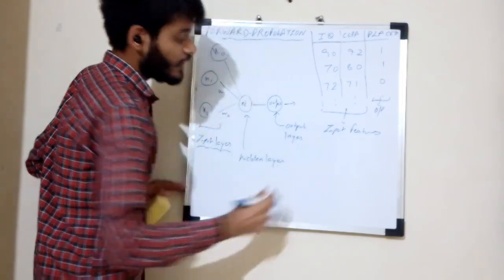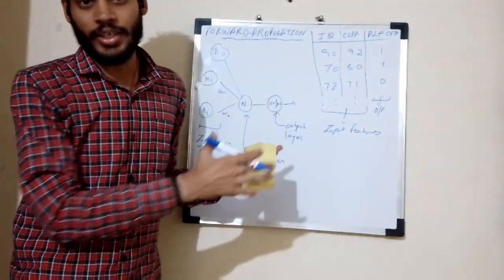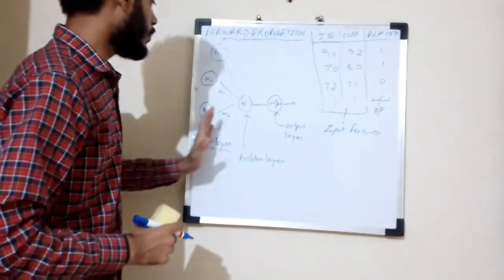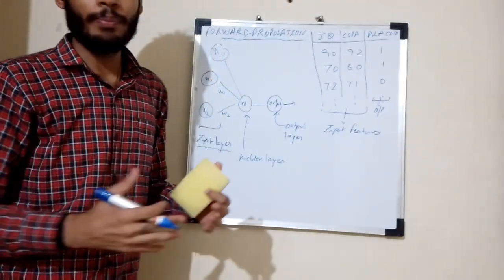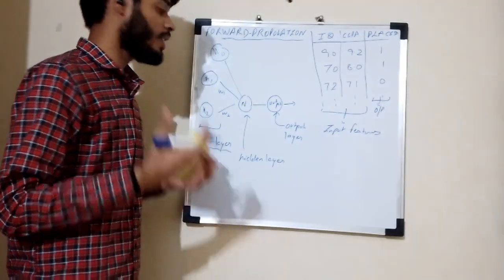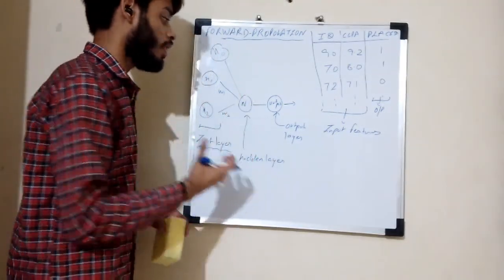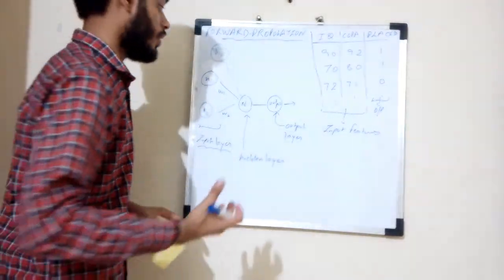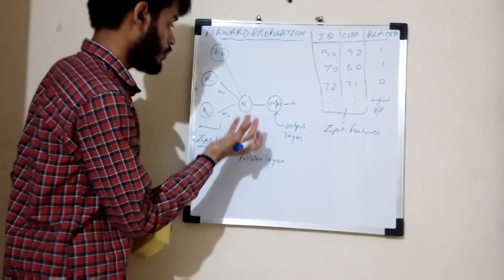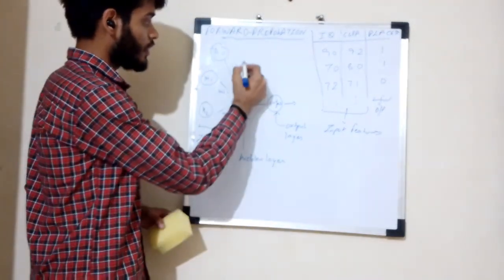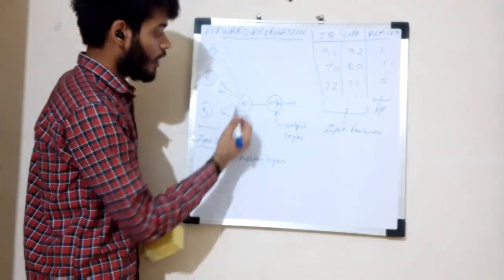There can be n number of hidden layers. The layers between the input layer and the output layer are known as hidden layers. We have something known as hyperparameter optimization, where we find out how many layers and how many neurons we will have. This is a hidden neuron, a hidden layer which has only one neuron.